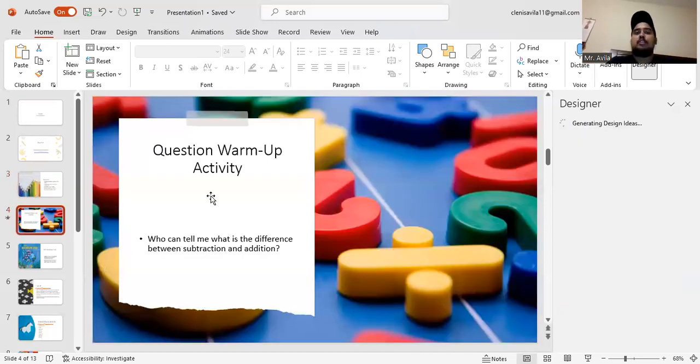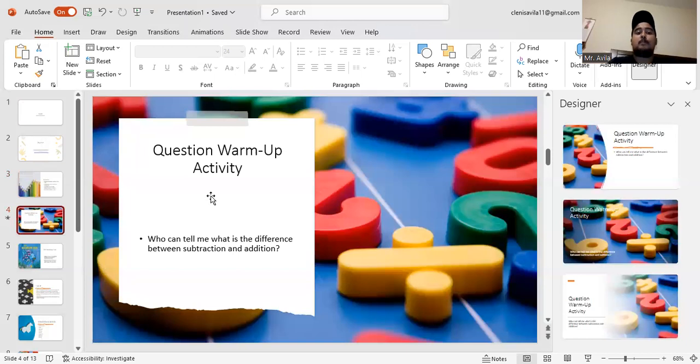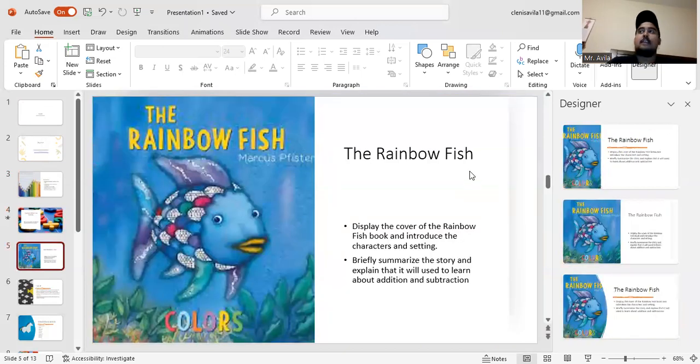Warm-up question activity. Who can tell me what is the difference between subtraction and addition in math? Raise your hand. Who remembers addition and subtraction from pre-K? The Rainbow Fish. If you can see what's on the board, who can tell me what's on the colors? Anyone? What is the title of the book, etc.